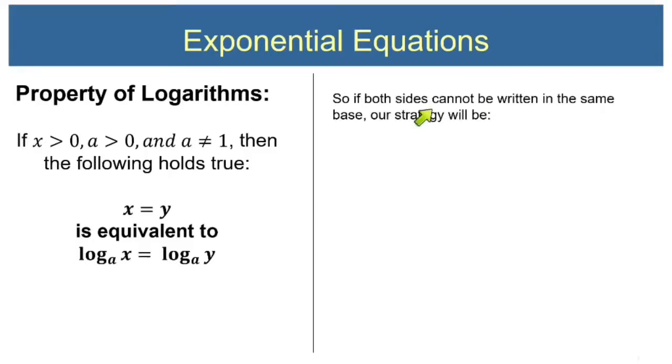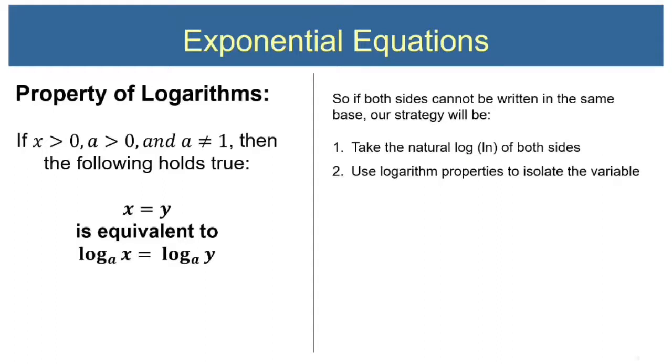So if both sides cannot be written in the same base, this is our strategy. First, we will take the natural log of both sides. In other words, we will write ln in front of the left side and ln in front of the right side. And then we will use our log properties to isolate the variables. So you remember in section 4.3 at the very end, we looked at the log properties. And so we'll use those log properties to help us isolate the variable. And then we'll use the calculator to evaluate any natural logs that we have to do.